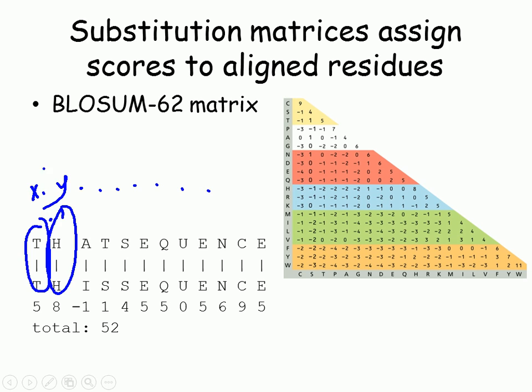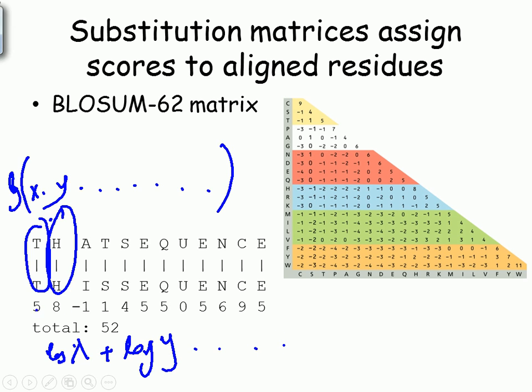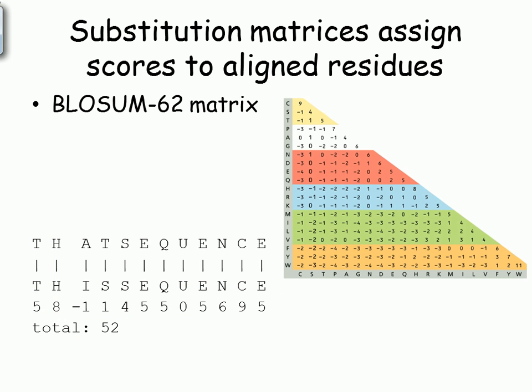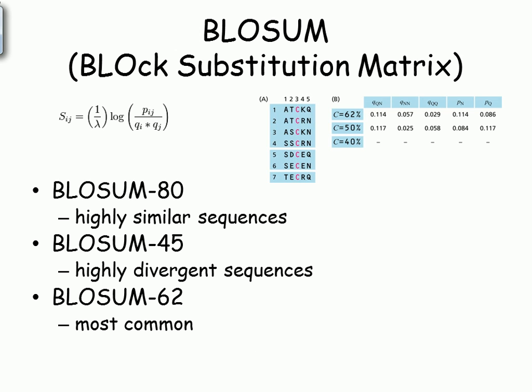But multiplication is not as convenient as addition. That's why we take the log of each one. If you take the log of the entire thing, it's the same as taking log of X plus log of Y plus so on. Okay? So instead of multiplying, we can add these scores if we take the logarithms. Okay.